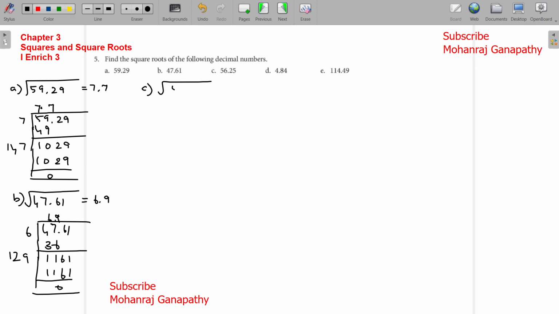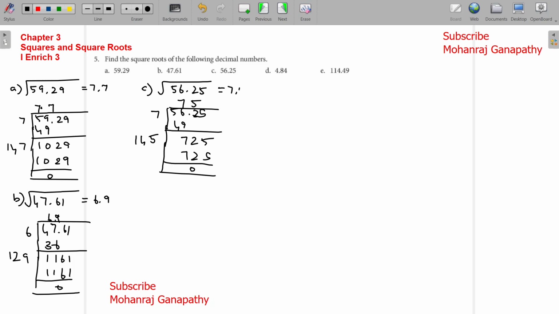C. Square root of 56.25. 7 7s are 49. 8 8s are 64, it exceeds. So 7 7s are 49. 16 minus 9 is 7. 2 5. 7 2s are 14. 5 5s are 25. 5 4s are 20. 20 plus 2 is 22. 5 plus 2 is 7. Answer is 7.5.